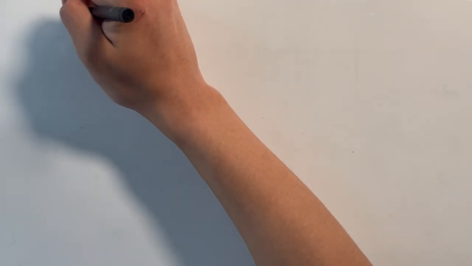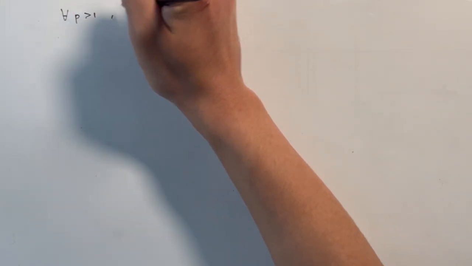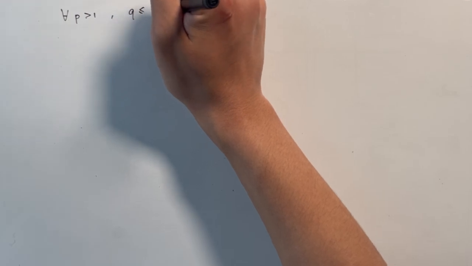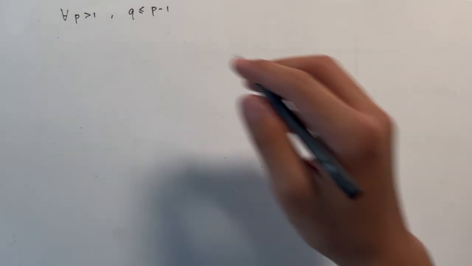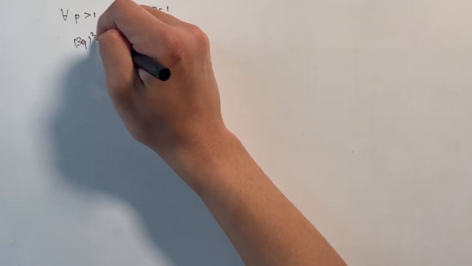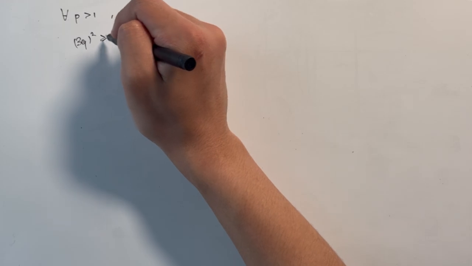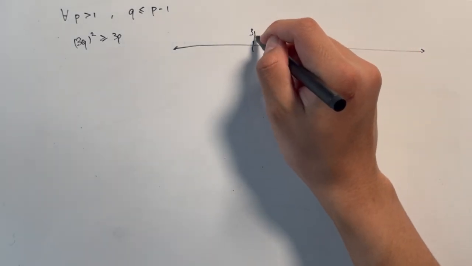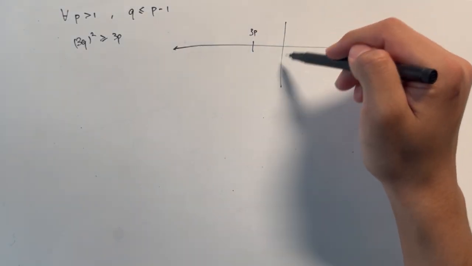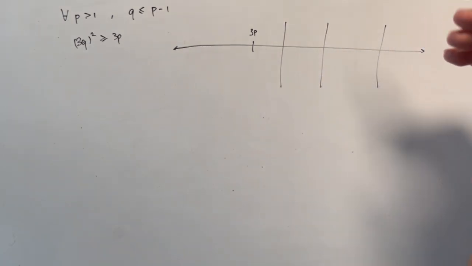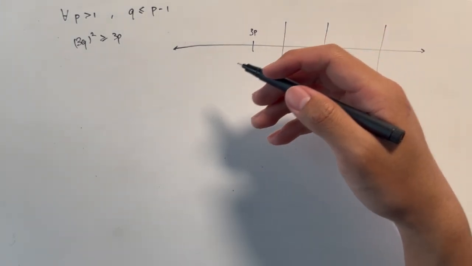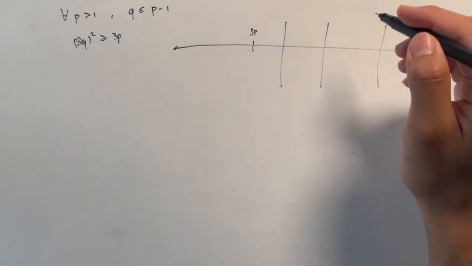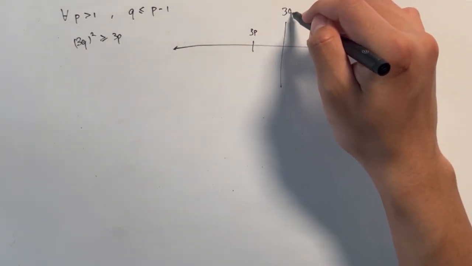So what we're trying to prove is that for all p greater than 1, q is less than or equal to p minus 1. Let's first recall that q is the smallest integer such that (3q)^2 is greater than or equal to 3p. So let's visualize this with a number line. And we have 3p here. Essentially, let these lines be squares that are greater than 3p and also multiples of 3. So what we're saying is that (3q)^2 is right here.